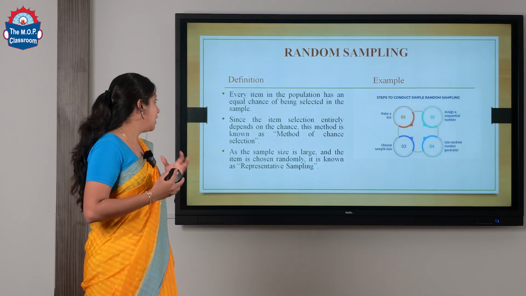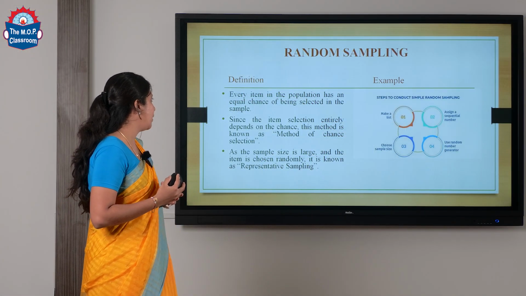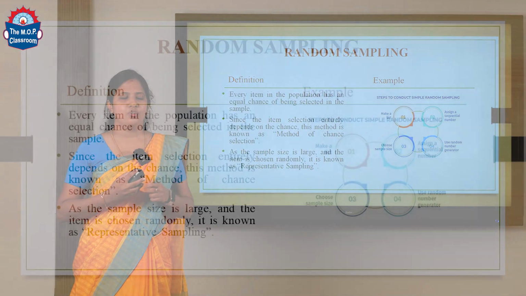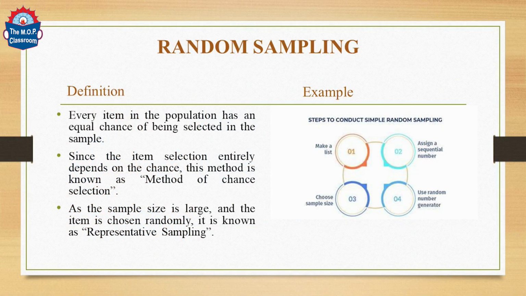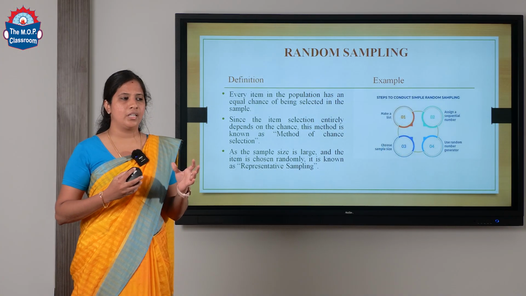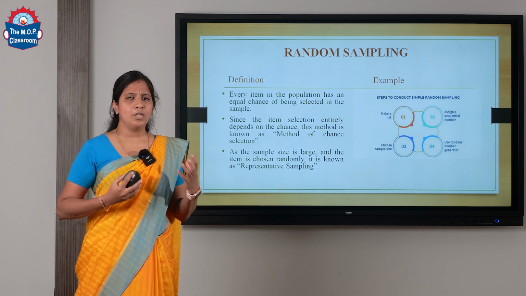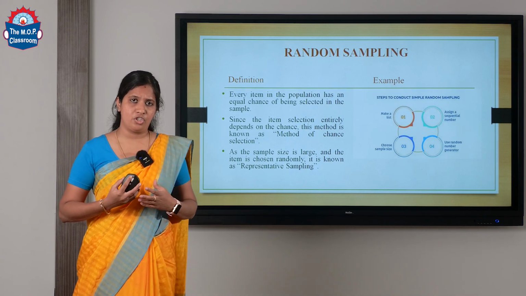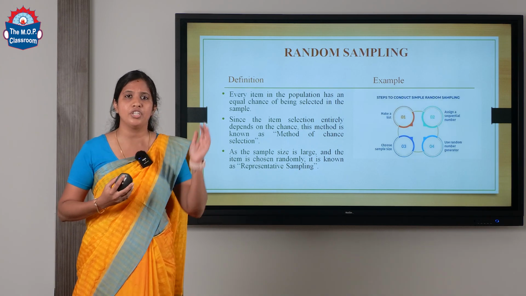In simple random sampling, every item in the population has an equal chance of getting selected in the research. This method is also called the method of chance selection. As I gave in the example, first you have to make a list of people. For example, if I am going to study some purchase behavior for my MA communication class, the MA communication class consists of 40 students.